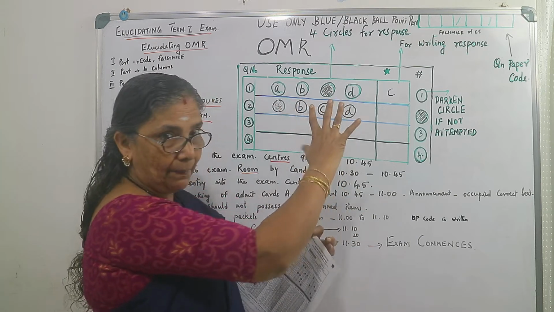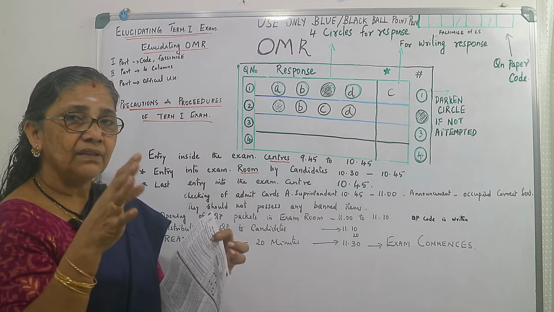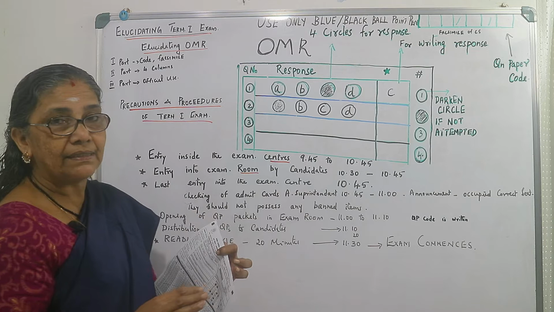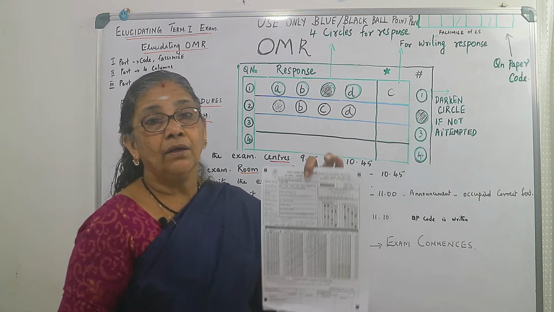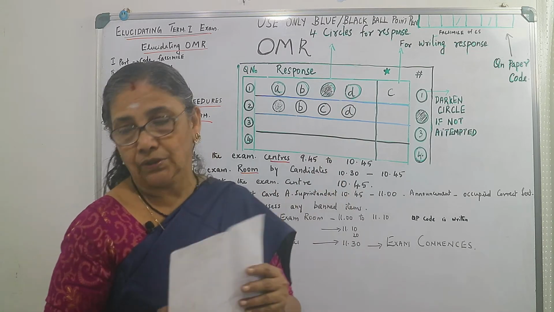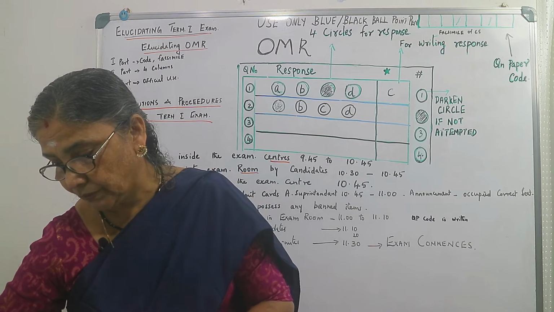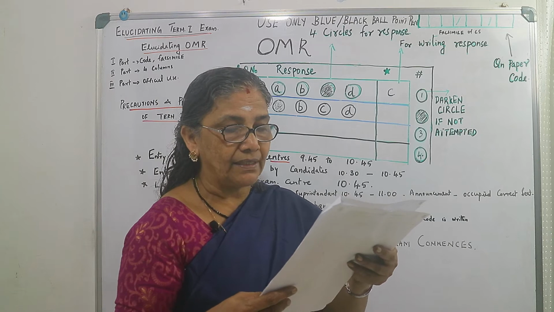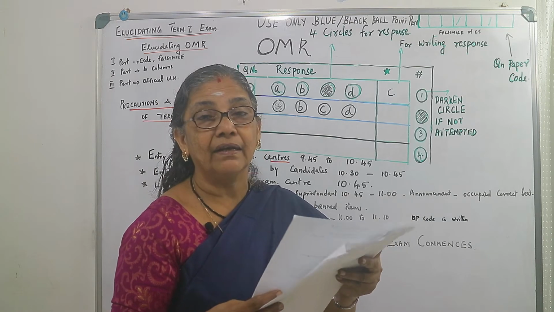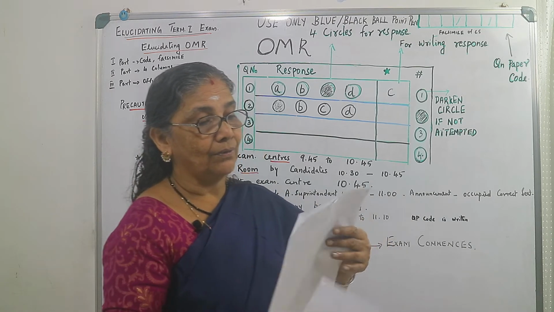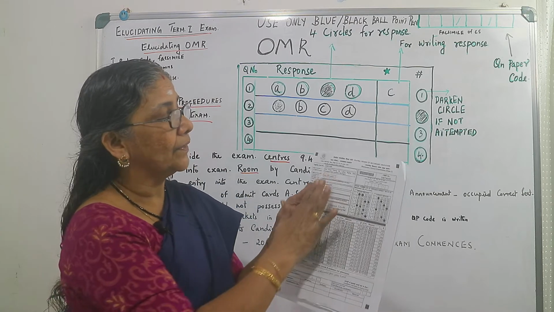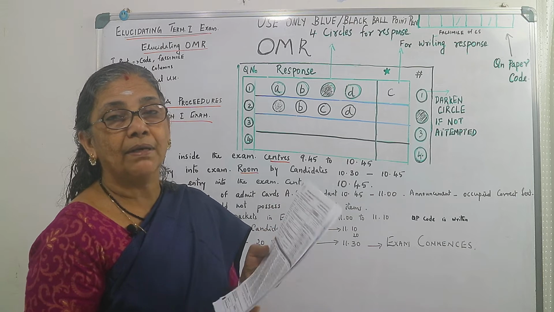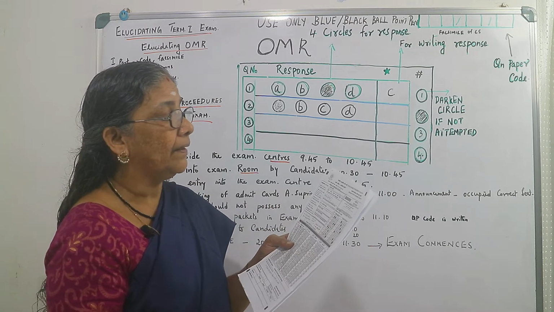This is the second part, the most important part, where children have to write down the answers. Then one more part is there, the official use part. The first part I told you already: the details of the candidates will be pre-filled in the OMR. The OMR sheet the children are getting is pre-filled.